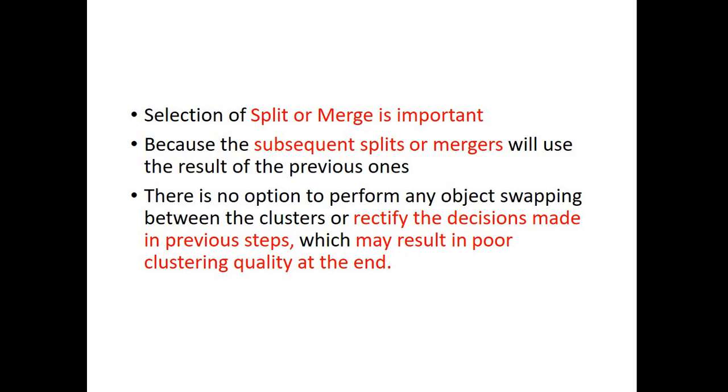In both the agglomerative clustering and divisive clustering methods, the selection of the split or merge is important, because the subsequent splits or merges depend on the previous ones. So we do not have any option further to rectify this decision if any mistake is made in the split or merge in the previous step. This will result in poor clustering quality at the end of the iterations.